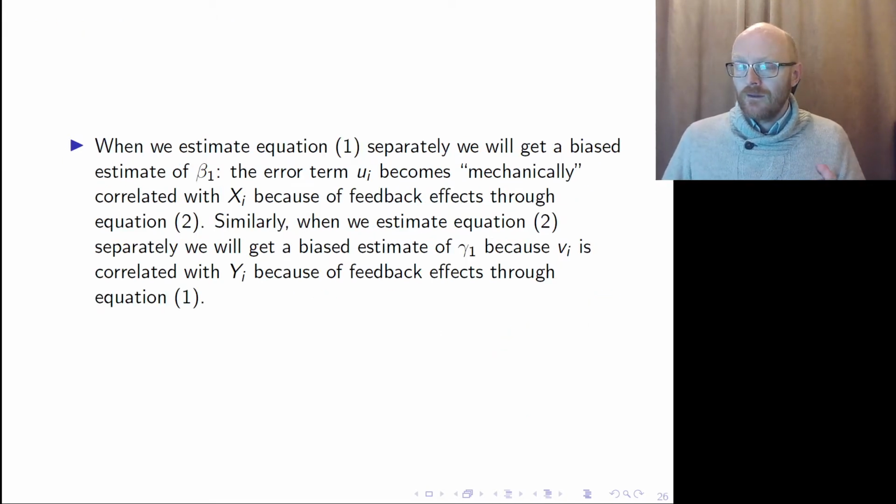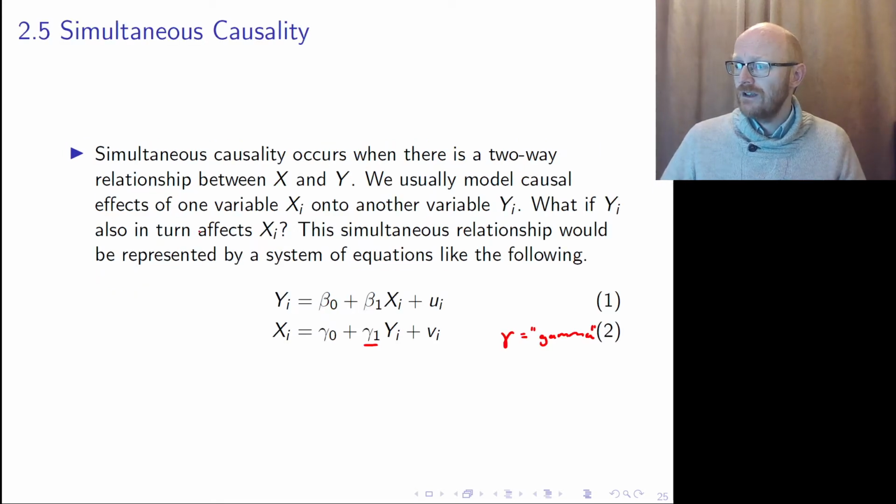For instance, the problem here is that if we estimate equation 1, y equals intercept plus slope beta times x, then we will get a biased estimate of the slope, the beta. And the error term, the u_i, becomes mechanically correlated with the x. This is because of the feedback loop of x depending on y again. That would be equation 2. So if we only estimate one of the equations, then we will get a biased estimate. And you can see that feedback effect.